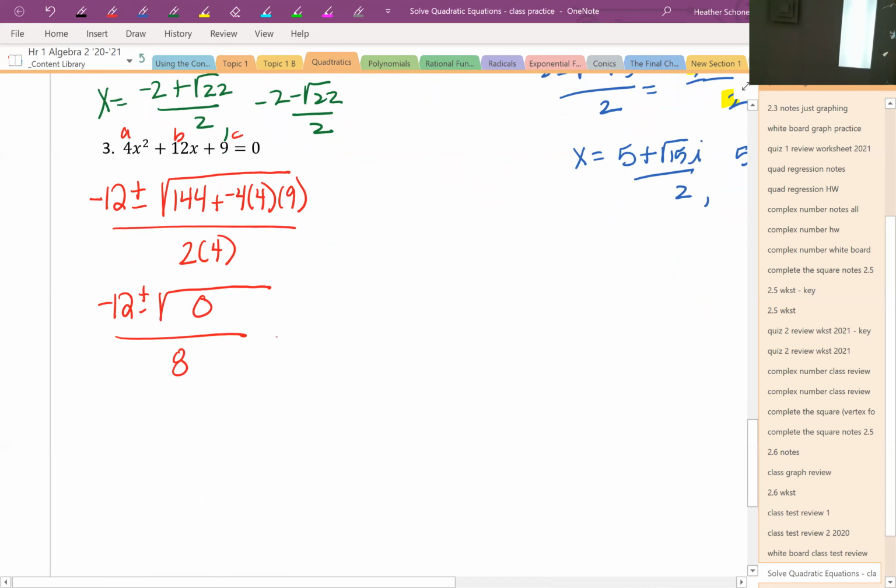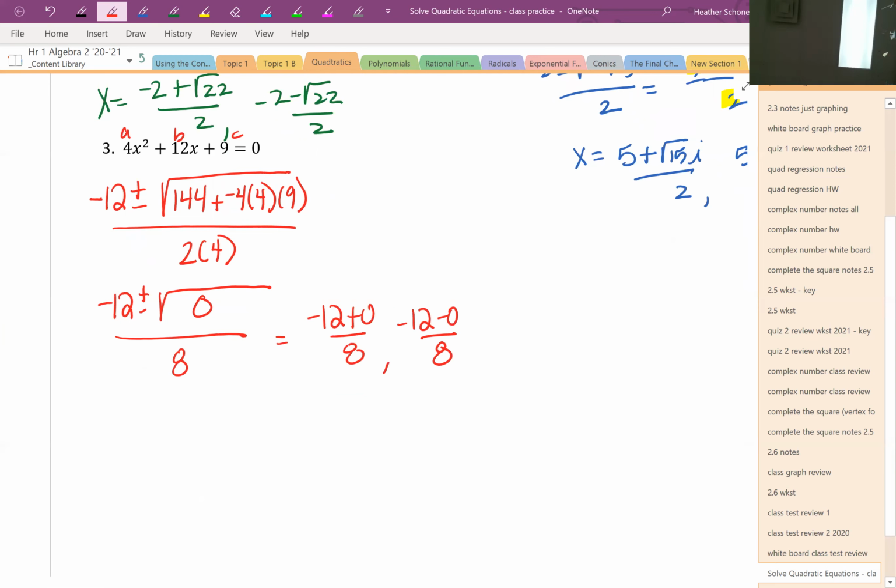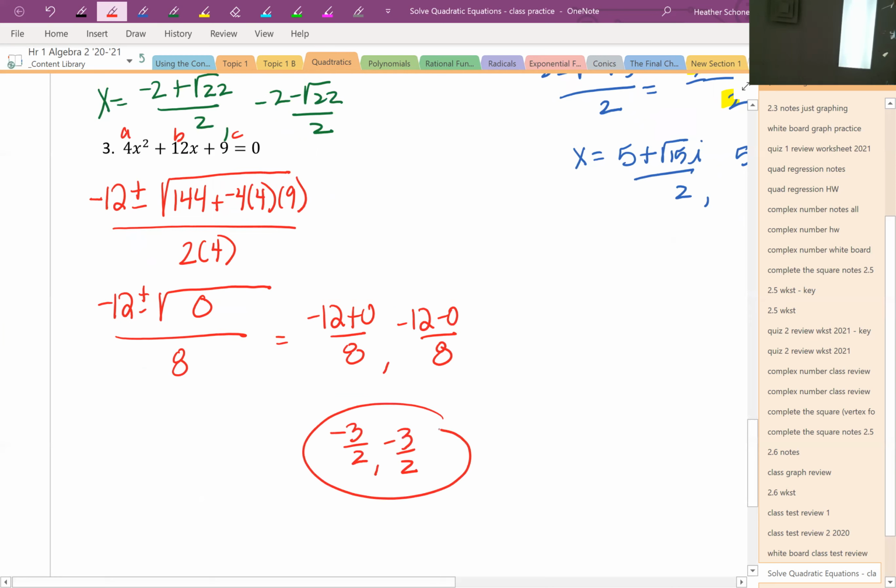So when I simplify this, I get -12 plus 0 over 8 and -12 minus 0 over 8. Well, whether you're adding 0 or subtracting 0, you're going to get the same answer. We've got -12 over 8, which doesn't divide evenly, but it does reduce by dividing by 4, so we get -3/2. So if you want to write it twice, because quadratics have two answers, you can, but the reality is it's a repeated answer. It occurs once and it's a real number.